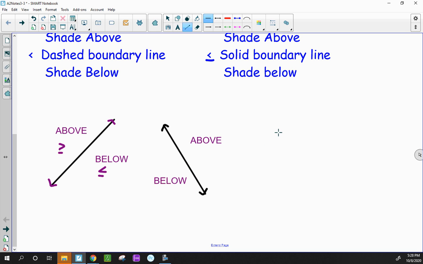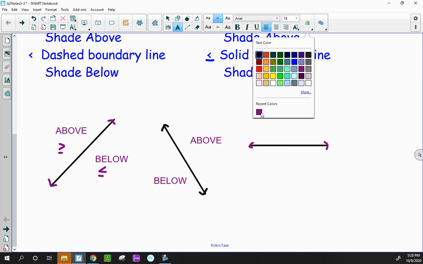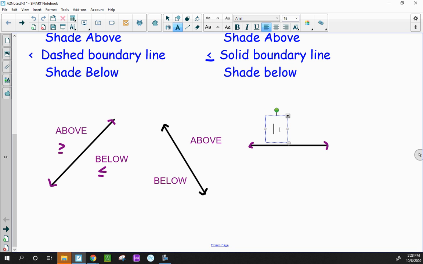Third option, sometimes your lines are just horizontal. That happens when there's only one variable in the problem. If your line turns out to be horizontal, then this one's just common sense. Above is going to be in this region, and below is underneath.